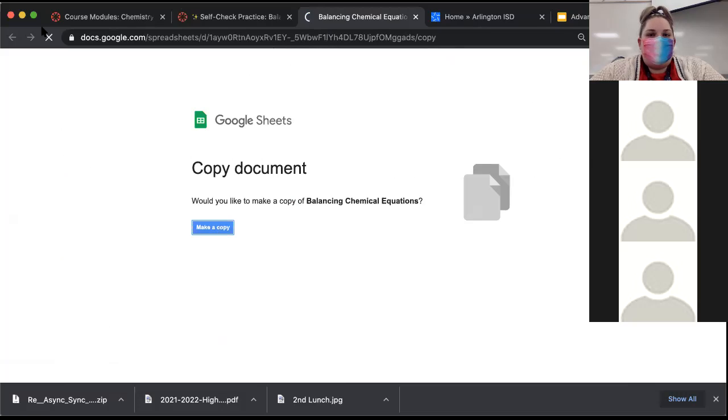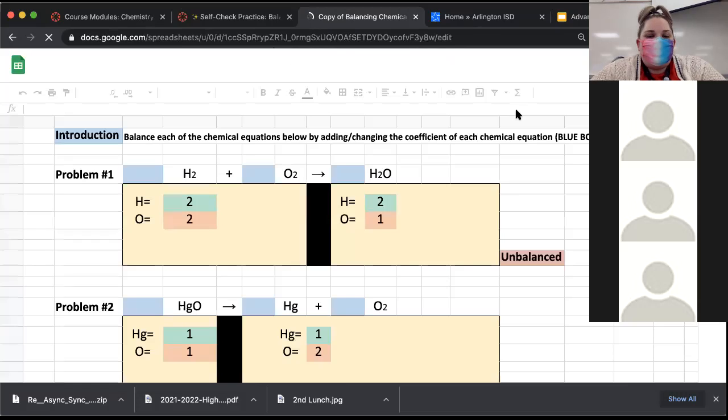So I'm going to open it up here and we're going to take a look. And it's set up to where when you get it right, everything's going to turn green and it's going to tell you that it's balanced. Okay. So when they start out, they're all unbalanced. And so if it's green, that means it's balanced. If it's red, that means it's unbalanced. And so it says up here in the directions, balance each of the chemical equations below by adding or changing the coefficient of each chemical equation. And those are the blue boxes. So wherever the blue boxes are, that's where you can type a coefficient.